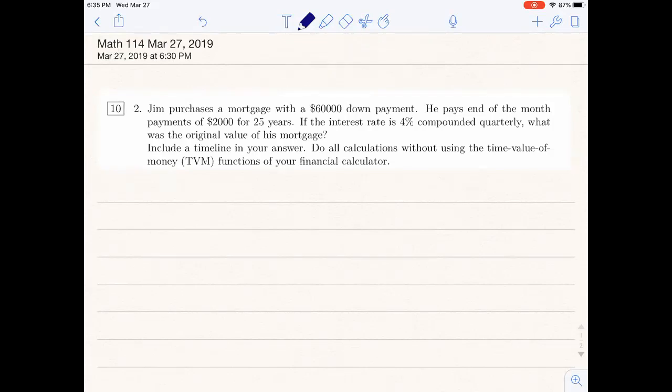This one's fine. So Jim purchases a mortgage with a $60,000 down payment. He pays end of the month payments of $2,000 for 25 years. If the interest rate is 4% compounded quarterly, what was the original value of his mortgage? Include a timeline in your answer and do all calculations without using the calculator, essentially. All right, so we have to do this one by hand. Notice that that's the only one that it says you have to do it by hand for. The other ones, you're welcome to use your calculator. It's going to be a lot easier, right?